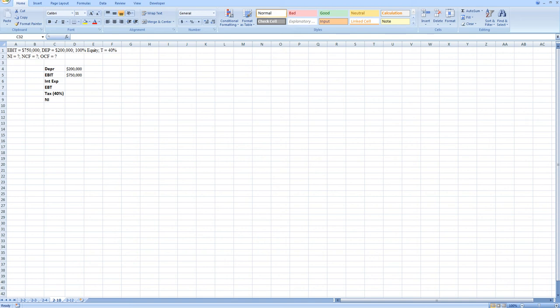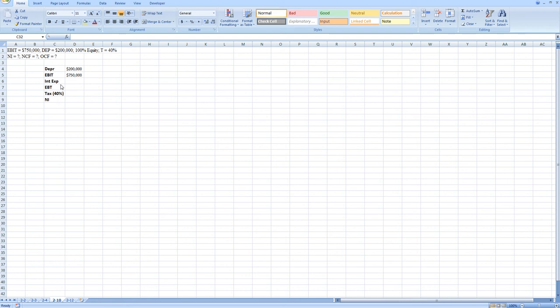So we know EBIT 750, depreciation 200,000, and 100% equity finance with a tax rate of 40%. So how do we get down to net income, and more importantly, how do we get to net cash flow, or what we're getting at is essentially operating cash flow?